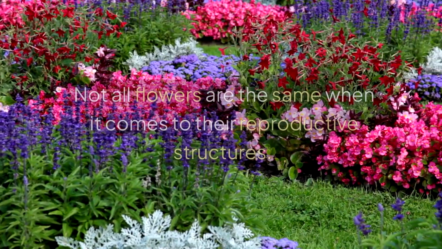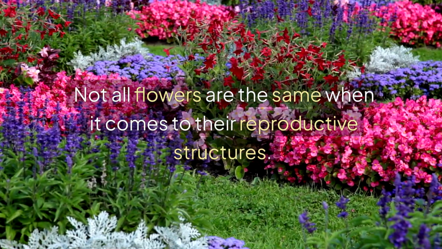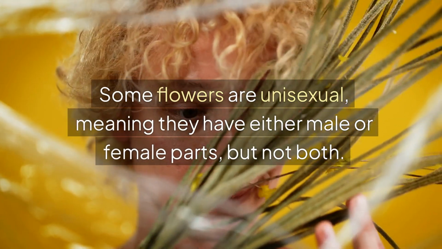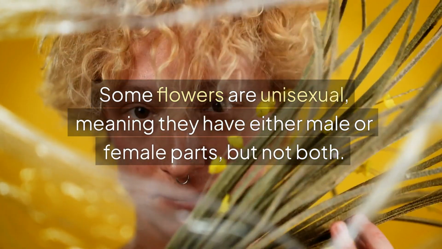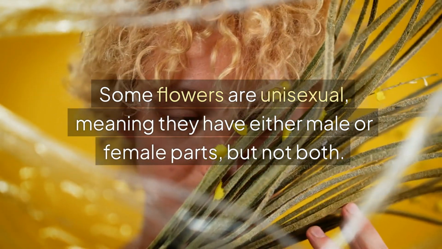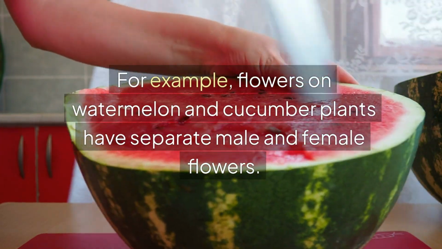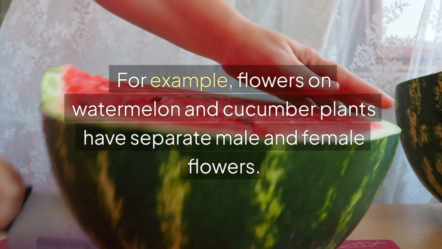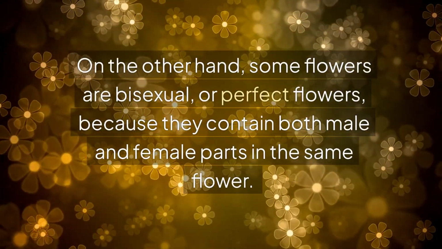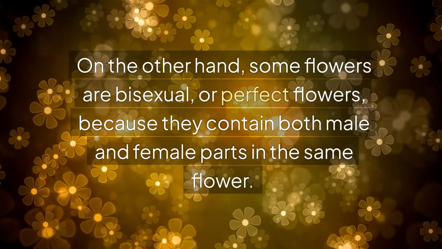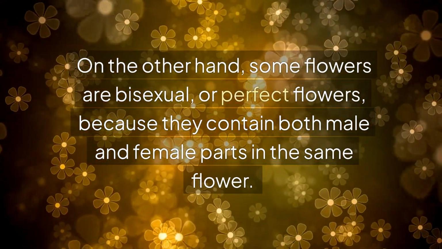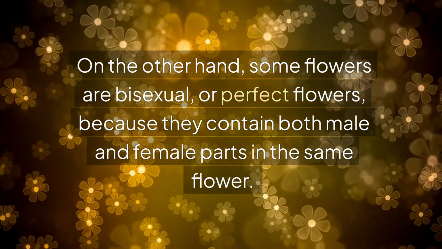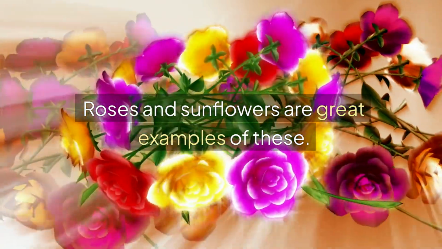Not all flowers are the same when it comes to their reproductive structures. Some flowers are unisexual, meaning they have either male or female parts, but not both. For example, flowers on watermelon and cucumber plants have separate male and female flowers. On the other hand, some flowers are bisexual or perfect flowers, because they contain both male and female parts in the same flower. Roses and sunflowers are great examples of these.